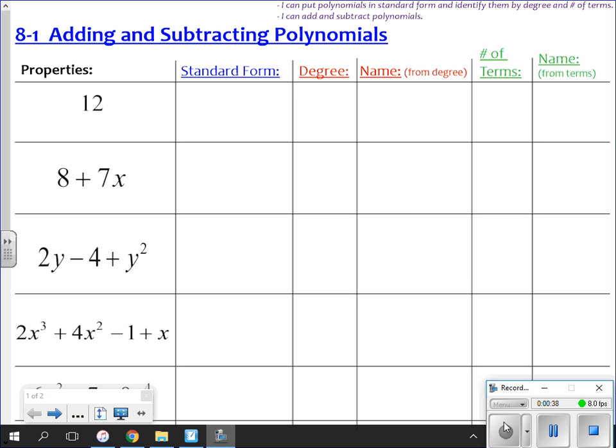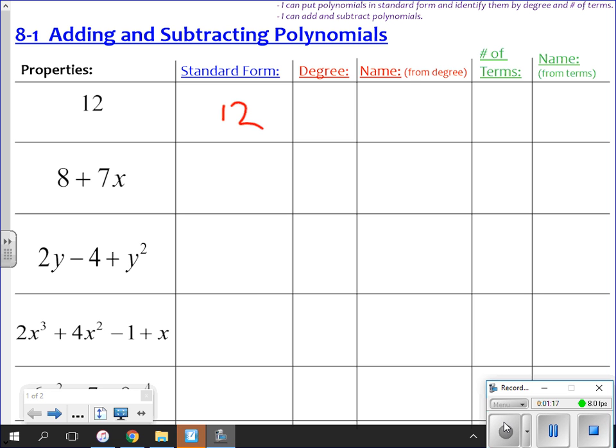One of the things that mathematicians like to do is to give names to very common things. Polynomials have names based upon two things: how big they are and how many terms are in them, and we'll talk about that here. Standard form. There is a particular way that you should always write your polynomials. When it's just one term, which is what I have here, 12, there's not a lot I can do to that. Standard form is 12. I got one thing, it's just that thing. There's nothing else I can do with that.